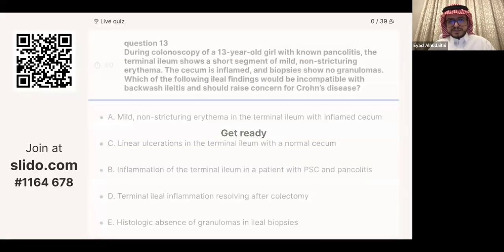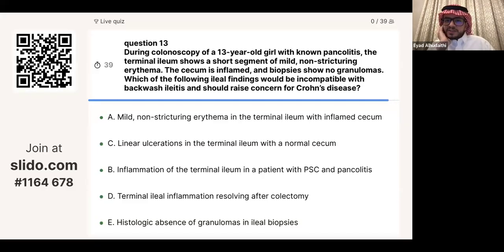So next question. During colonoscopy of a 13-year-old girl with pancolitis, the terminal ileum shows a short segment of mild non-stricturing erythema. The cecum is inflamed and biopsies show no granuloma. Which of the following ileal findings would be incompatible with backwash ileitis and should raise concern for Crohn's disease? Mild non-stricturing erythema in the TI with inflamed cecum, linear ulceration in the TI with a normal cecum, inflammation of the TI in a patient with PSC and pancolitis, TI inflammation resolving after colectomy, histologic absence of granuloma in ileal biopsy.